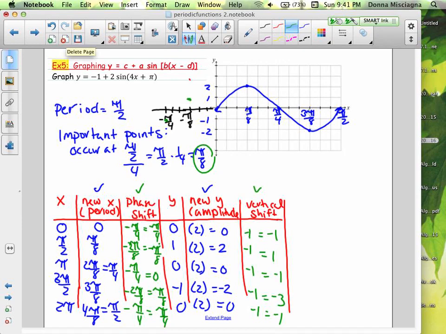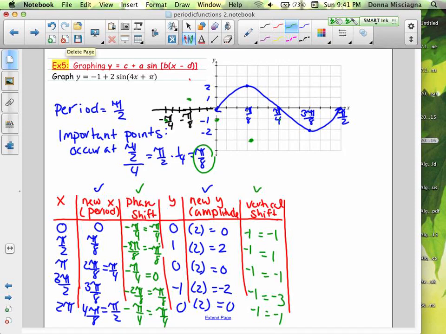And then we've got 0, negative 1, so that would be over here. And then we have pi halves, negative 3, which would be right here. This is good on the x and y's. And then I have enough values there going vertically. And then pi fourths, negative 1.